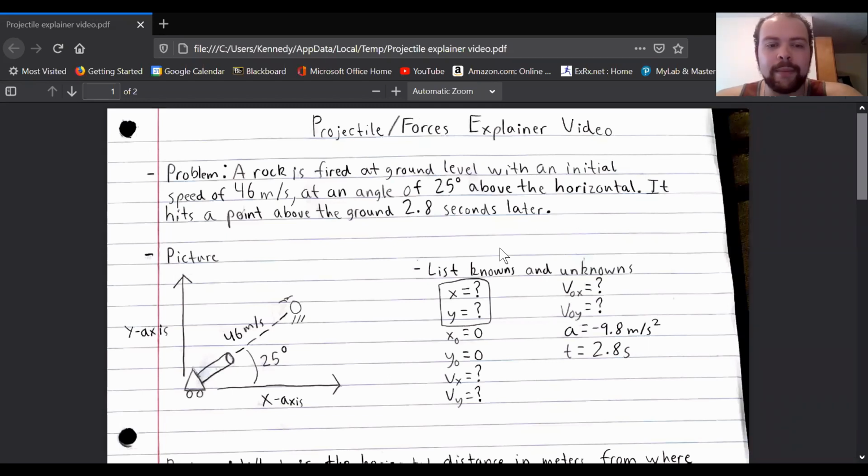Alrighty, so for this problem, it states that a rock is fired at ground level with an initial speed of 46 meters per second at an angle of 25 degrees above the horizontal. It hits a point above the ground 2.8 seconds later.